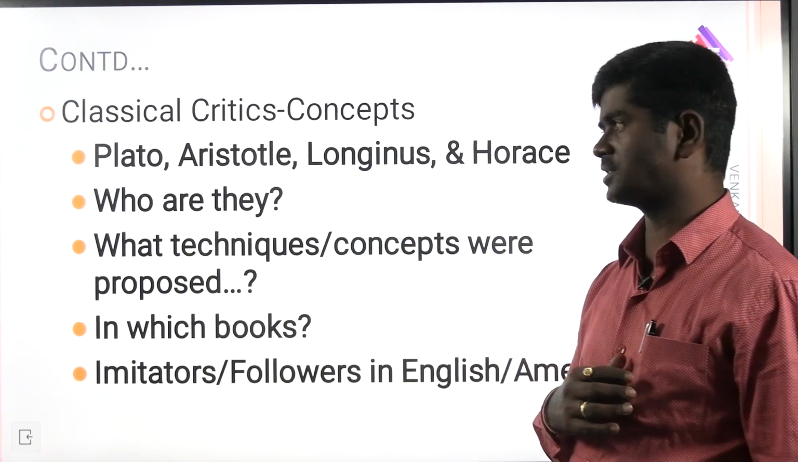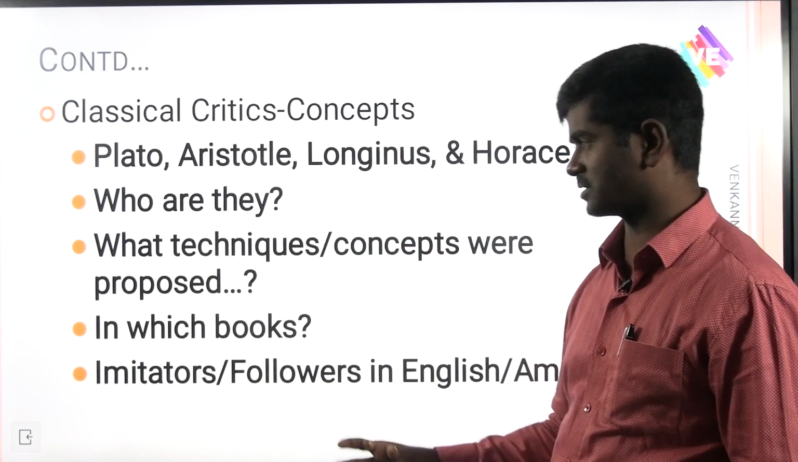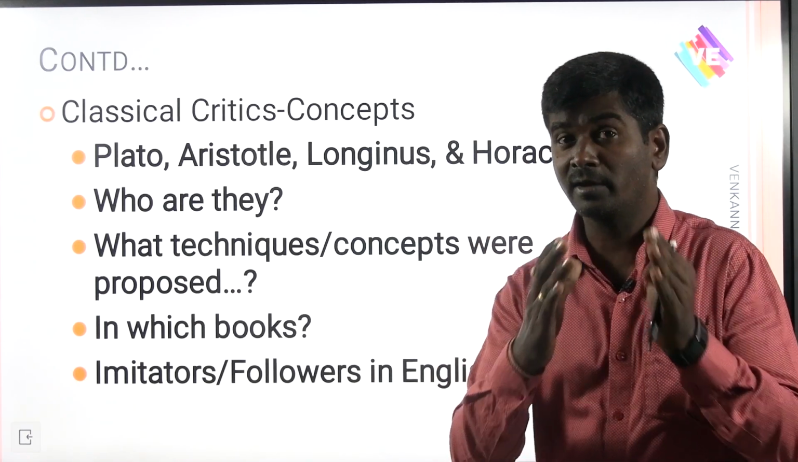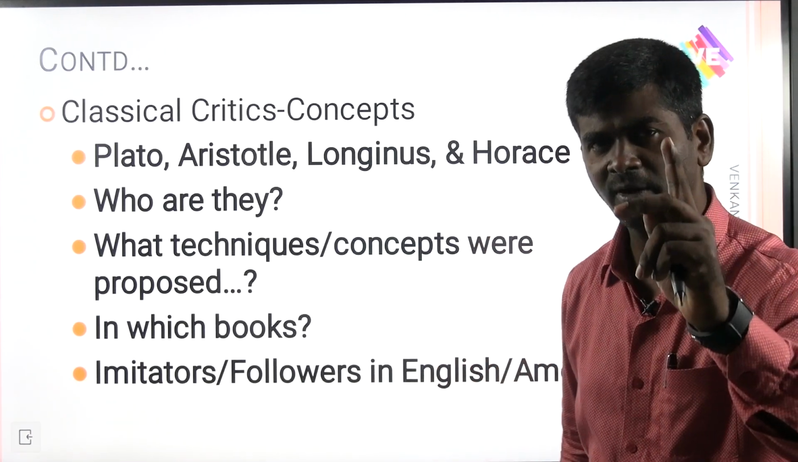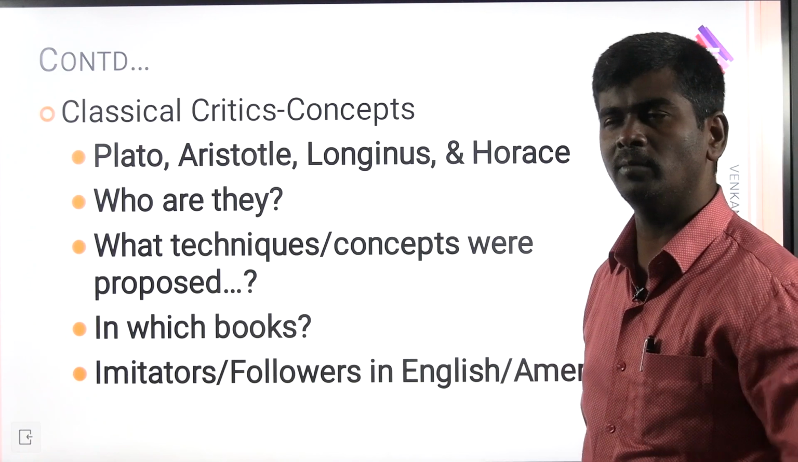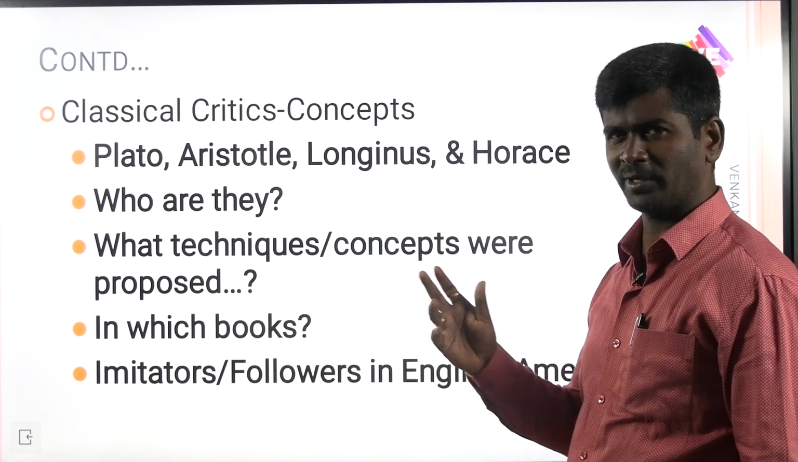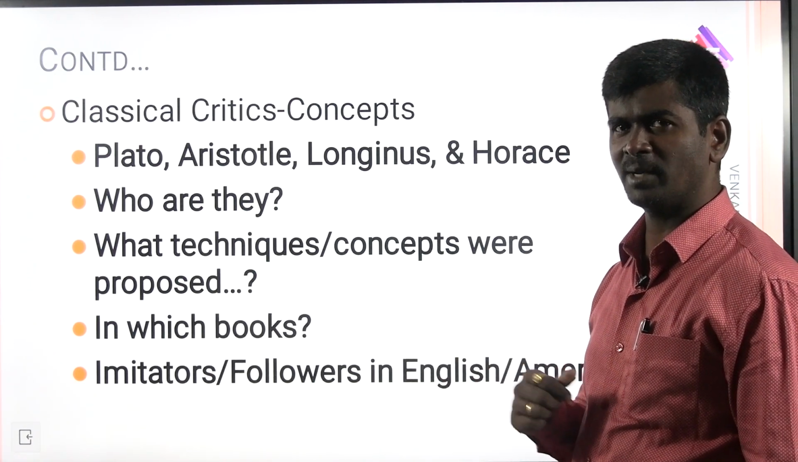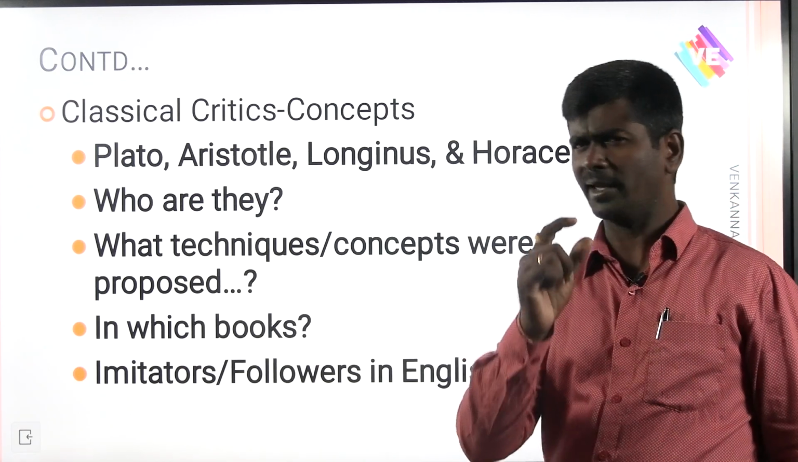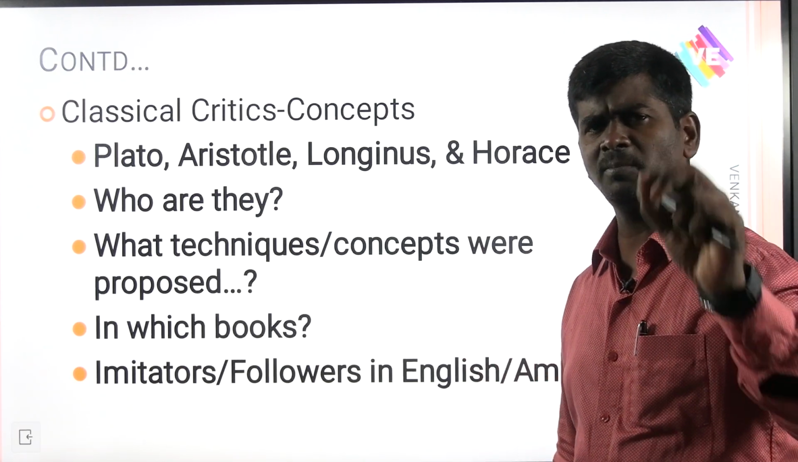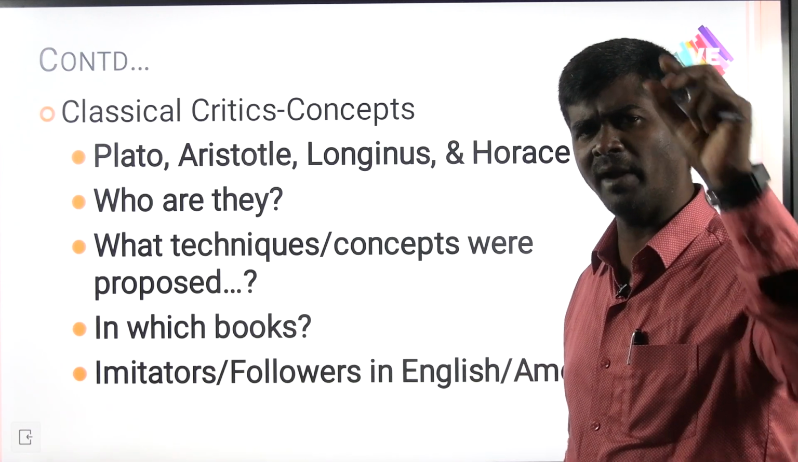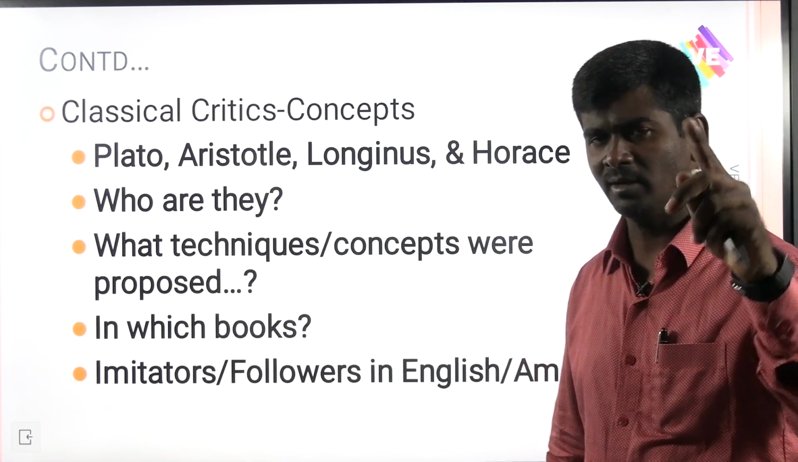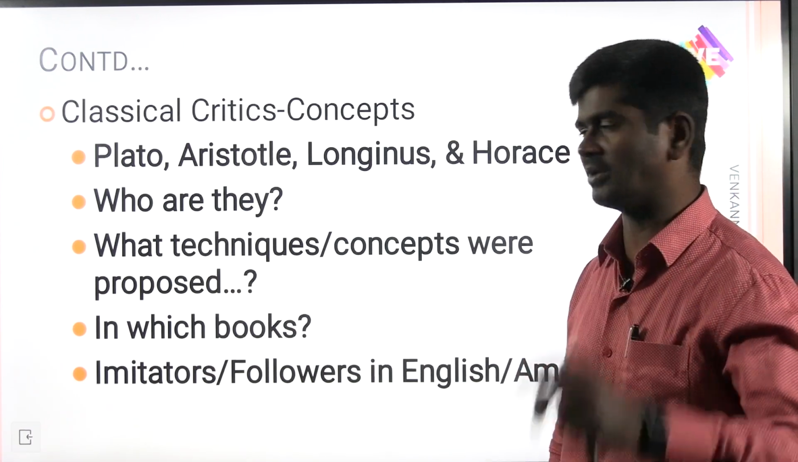What techniques and concepts were proposed by these important writers? And what are the critical books that these writers have written? You need to know: the book on the sublimity is written by, Poetics is written by, the Republic is written by, Ars Poetica is written by. You need to read the major important 50 to 100 critical texts written by these classical writers. You need to have a glance.